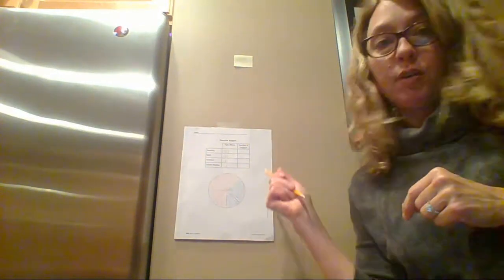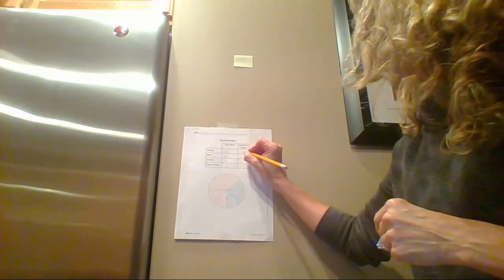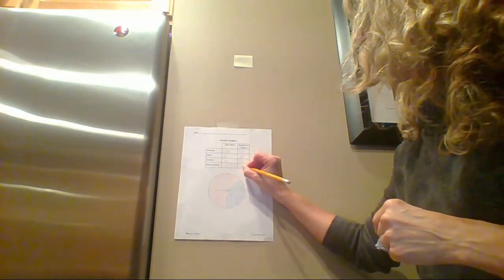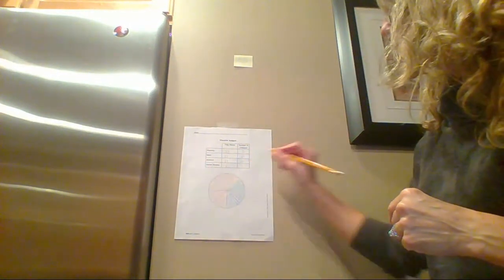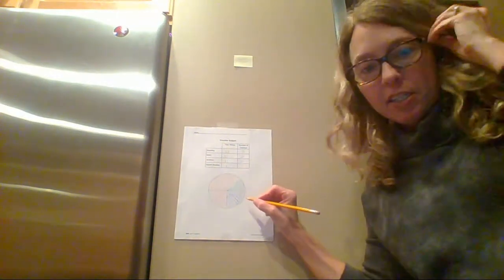You don't have to follow exactly how I did it. You can make up your own numbers. And then we're going to put those numbers over here. So 3, 2, 2, and 1. So here's our table. Here's our title, favorite subject. Now here is our pie.